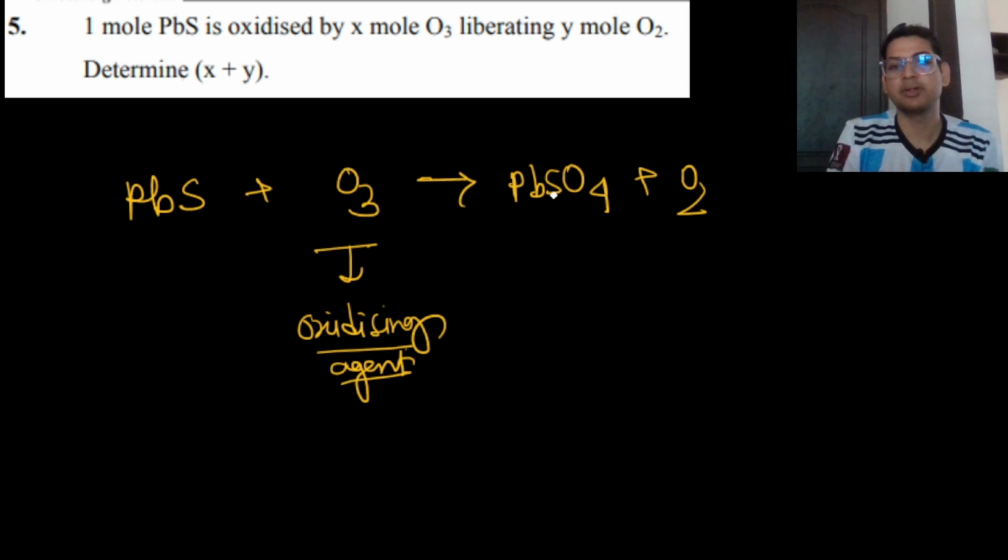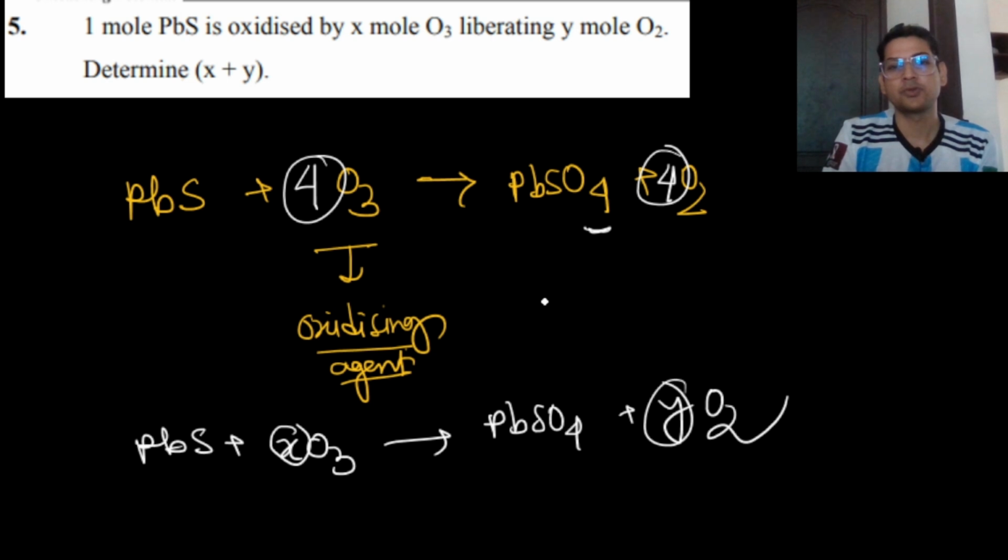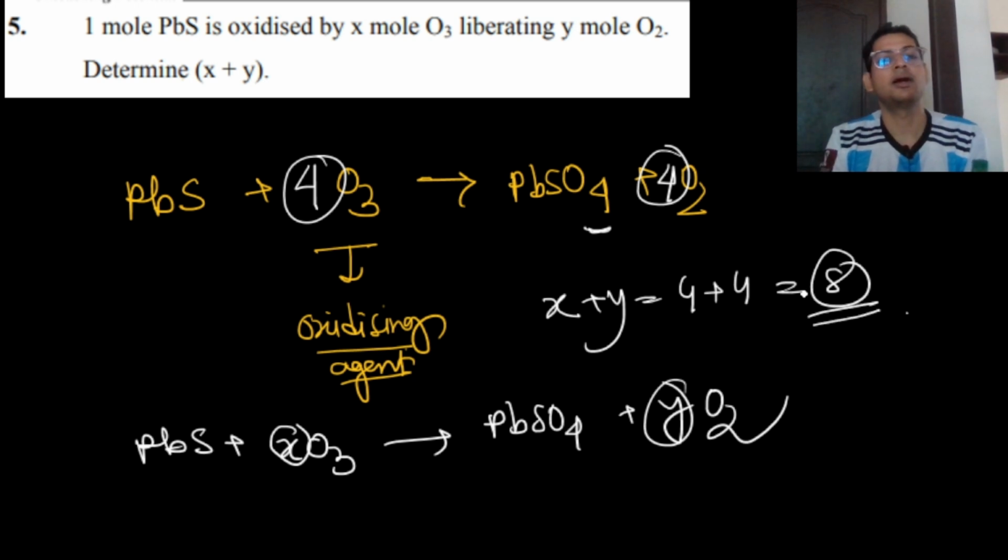Now balance. You see here you need 4 oxygen, so obviously it will be 4O3, which means 12 oxygen, and 4 oxygen in PbSO4, so you get 4O2. Now if you compare this with what is given, PbS plus X mole O3 gives PbSO4 plus Y mole O2, then your X value is 4 and Y value is 4. So X plus Y is 4 plus 4, that means 8 will be your answer here. It's an easy question, but I don't like this type of question.